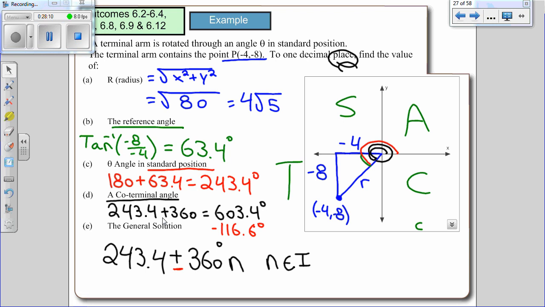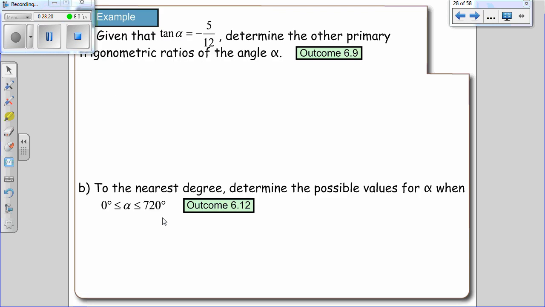Okay, two examples. Two good examples. Okay, so given that tan of alpha equals negative 5 over 12, determine the other primary trigonometric ratios of angle alpha.